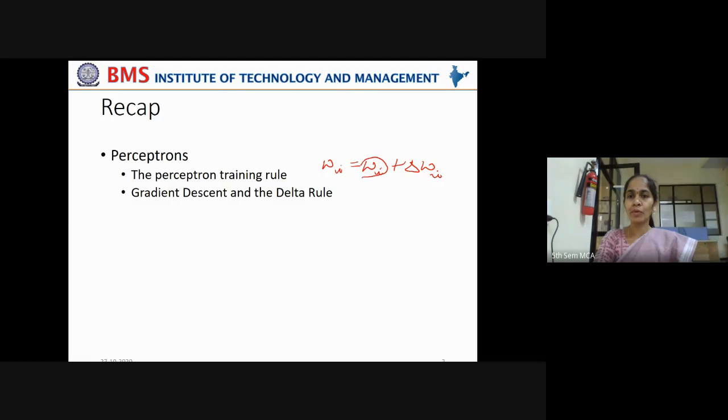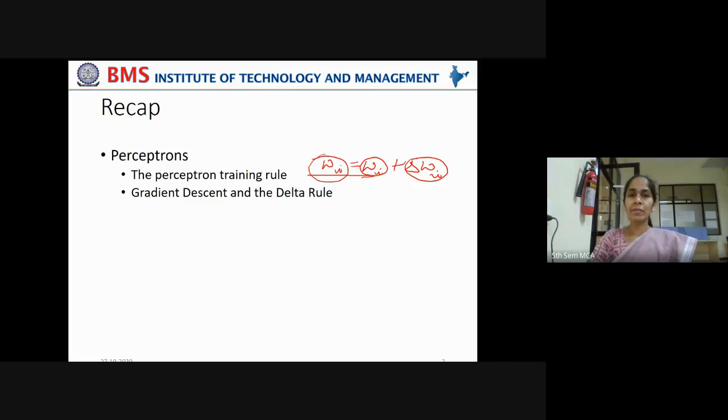Okay, so this is the old weight. This is the change that has to be done to the weight in order to give a new weight. This weight should be able to reduce the prediction error. This new weight which is adjusted should be able to reduce the prediction error, right?